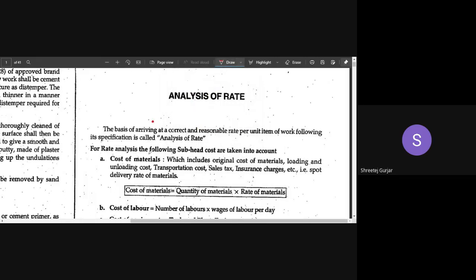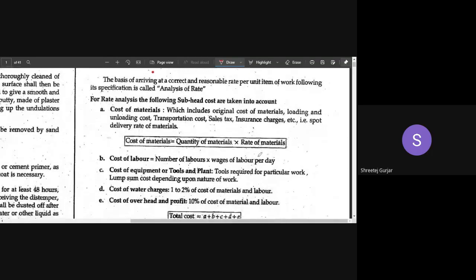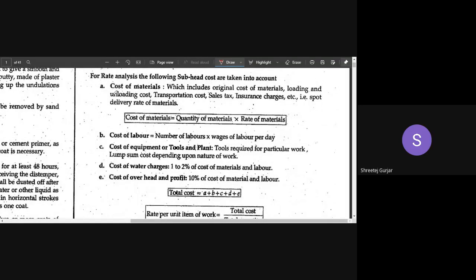For rate analysis, the following subhead costs are taken into account. We know that the total cost of any item of work includes the cost of material and the cost of labor. These two are important, but it also includes equipment if needed. Some tools are required for any kind of work. So equipment, tools, and plant.